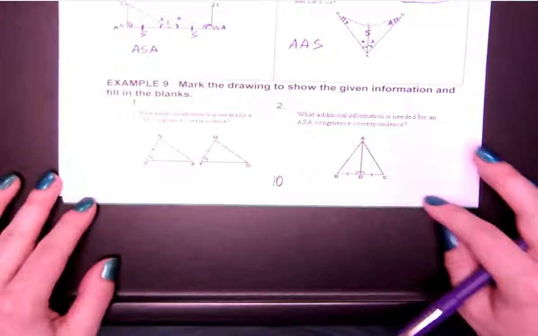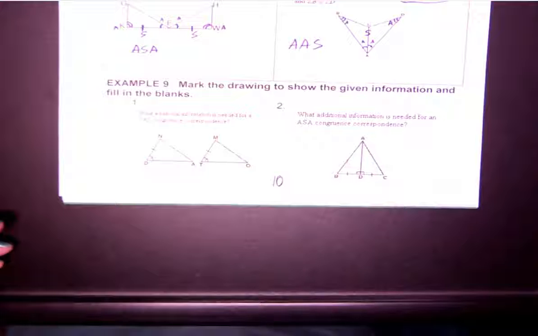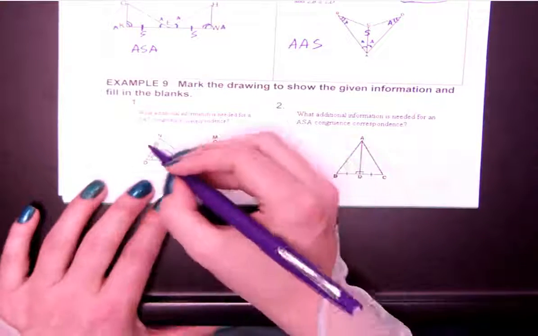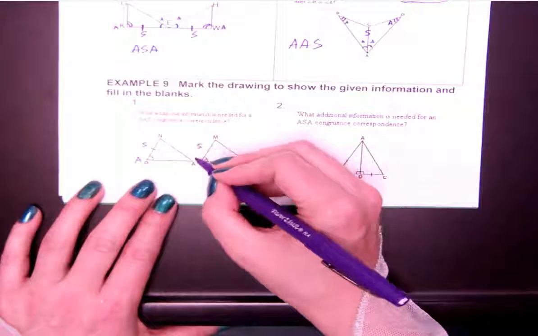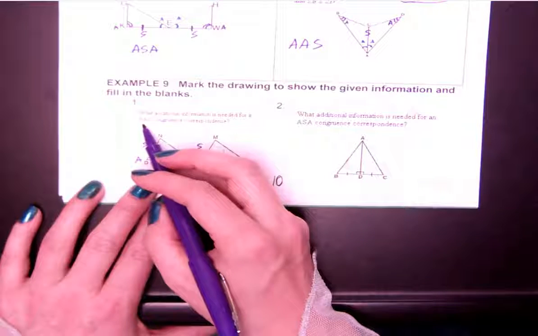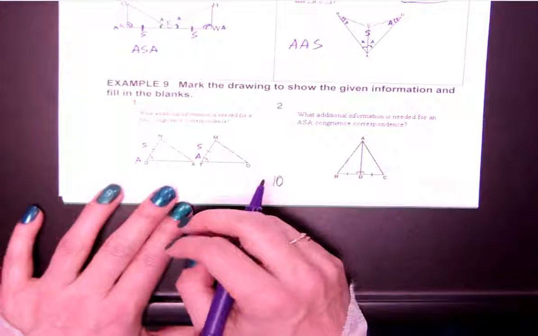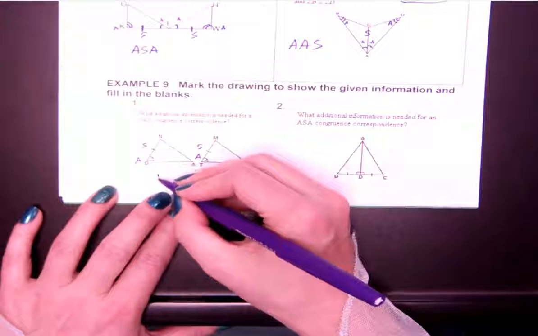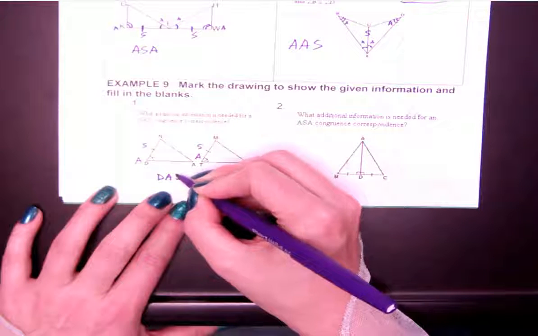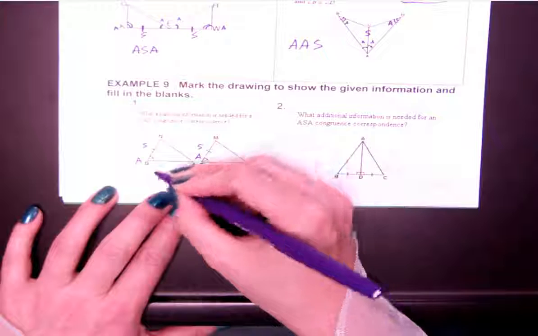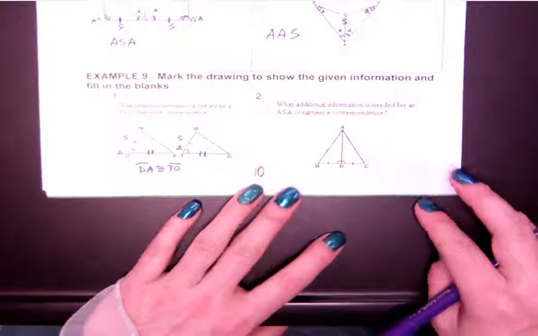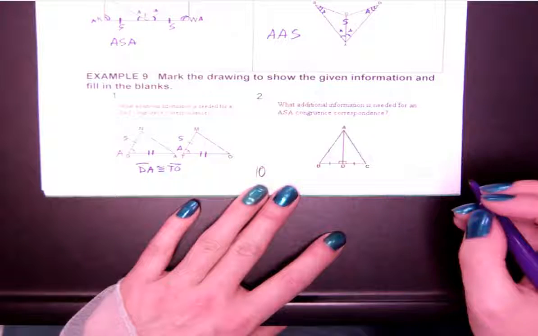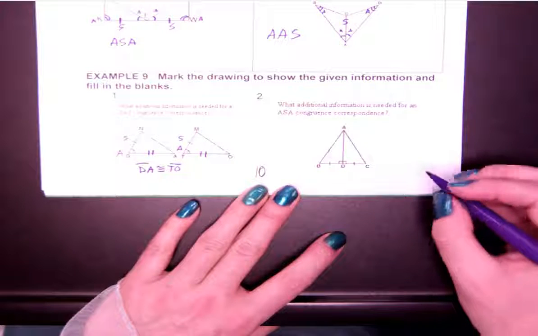Alright, the next two are nice and easy. They give us part of the information we need. We have to add in the third one. So here they give me a side, they give me an angle. And if I'm trying to prove it by side, angle, side, which sides have to be congruent? Yeah. So I'd need to say DA is congruent to TO and mark them on the drawing. How about problem 2? What's missing for that one?